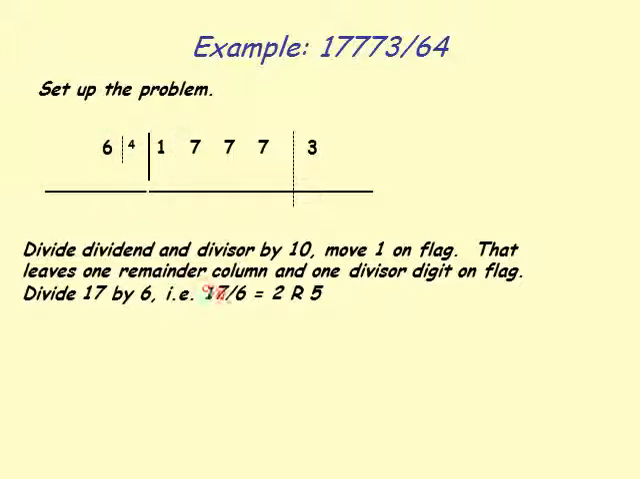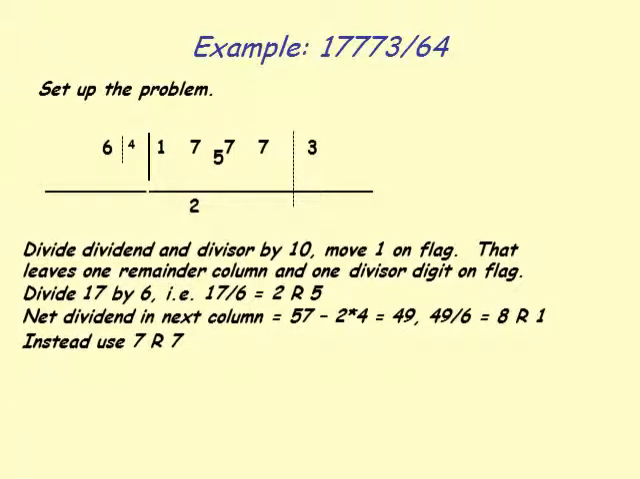17 divided by 6 is 2, remainder 5. Let's continue. So there's a 2 here and a remainder 5. In the next column we have 57 as the net dividend minus 2 times 4. So in the next column the net dividend is 57. That's 57 minus 2 times 4, which is 49 now. 49 divided by 6 is 8, remainder 1.